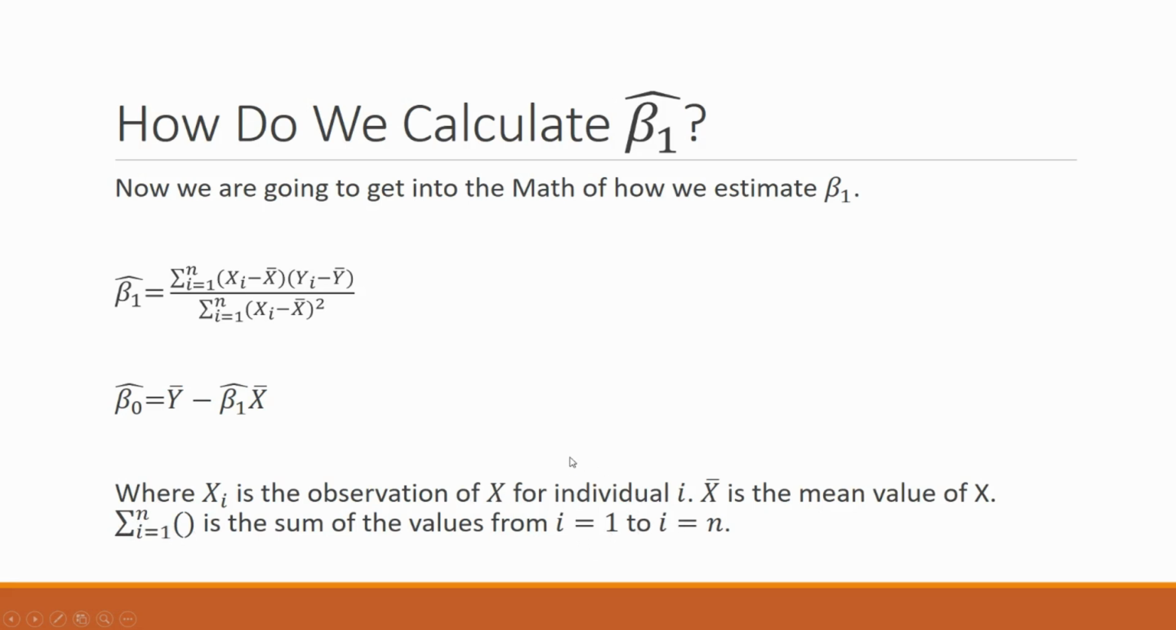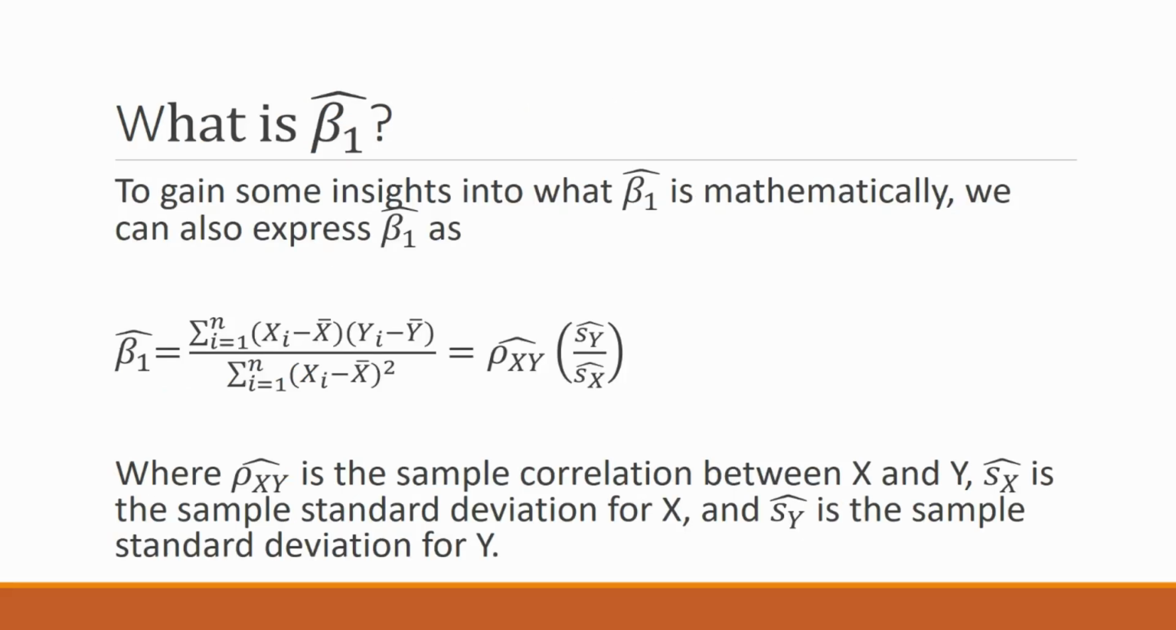Okay, so this is kind of the math. This is the guts. This is how it works. This is how we actually calculate the estimated values for beta 1 and beta 0. To give us a little more intuition, some insight into what beta 1 hat is mathematically, we can also express beta 1 hat as this expression here. So what we already showed here is equal to this.